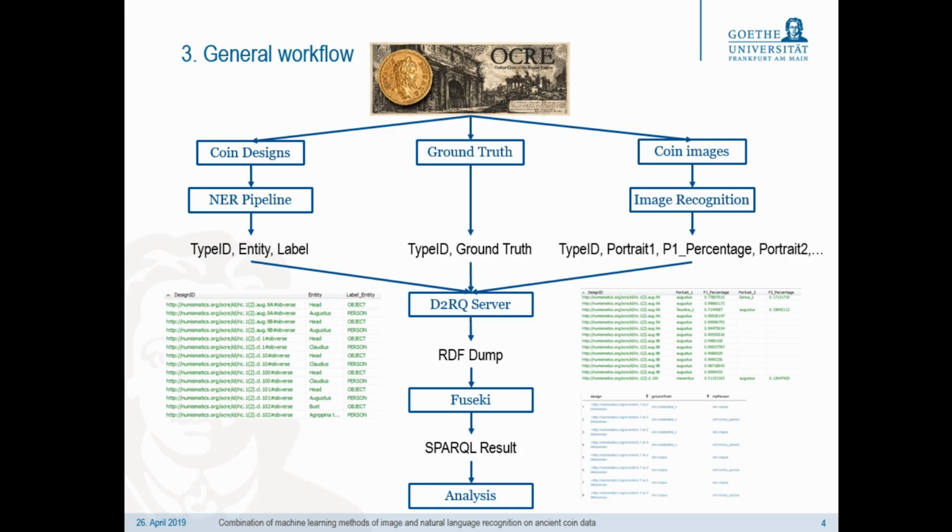So let's now have a look at the general workflow of our approach. The OCRE coin designs serve as input for the NER pipeline. The pipeline generates an output with the type ID identified from the type design and labels for them. In contrast, the coin tooth is not processed in any way. It will be assigned to the NER and IR results by the type ID. Our image recognition can detect up to 5 different portraits and their corresponding probabilities as a result. Every type can have several results depending on the number of associated coins.